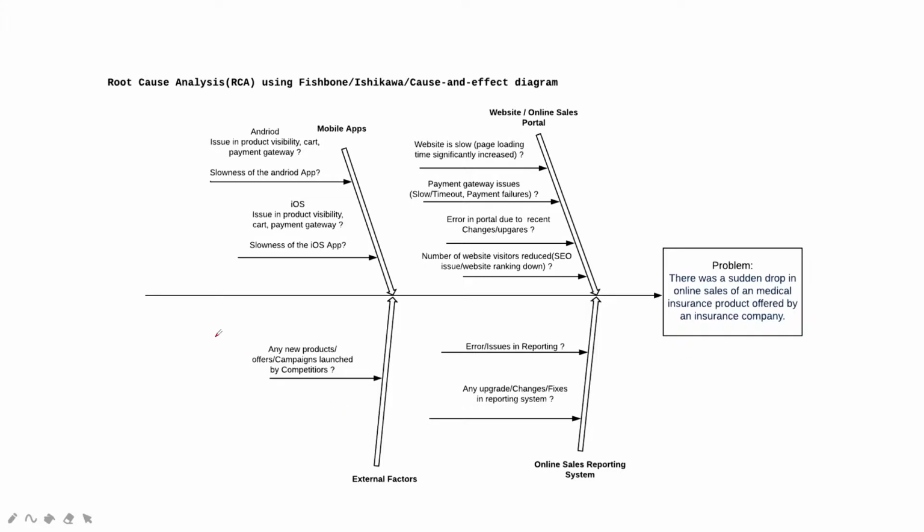So this is called a fishbone diagram because it looks like a fishbone. Here I have performed the root cause analysis of the same problem, the drop in online sales, using this fishbone diagram. In the middle there is an arrow, and on the sides you represent the problem areas, and each problem area can be further divided.